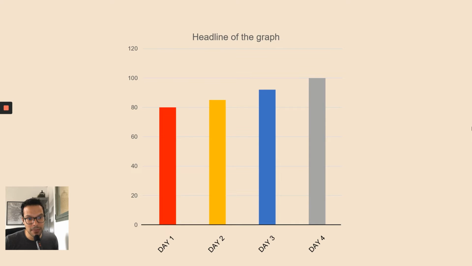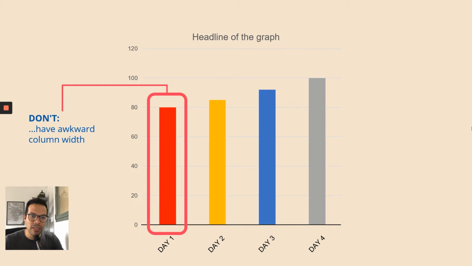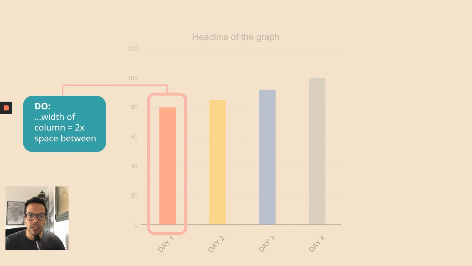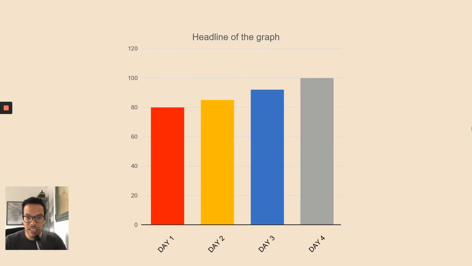Next, we want to make it more beautiful, right? It's one of the pillars. So just don't go with these awkward column widths. Instead, you have a general rule of thumb: width of the column equals 2 times the space between. And it can look like this. It's much better.